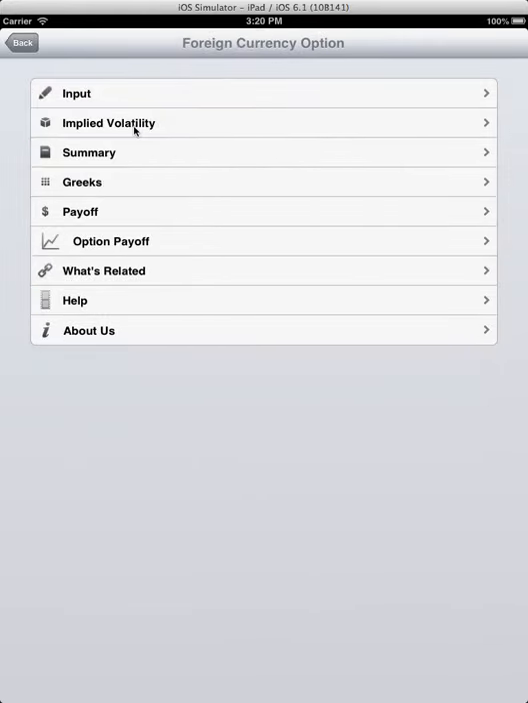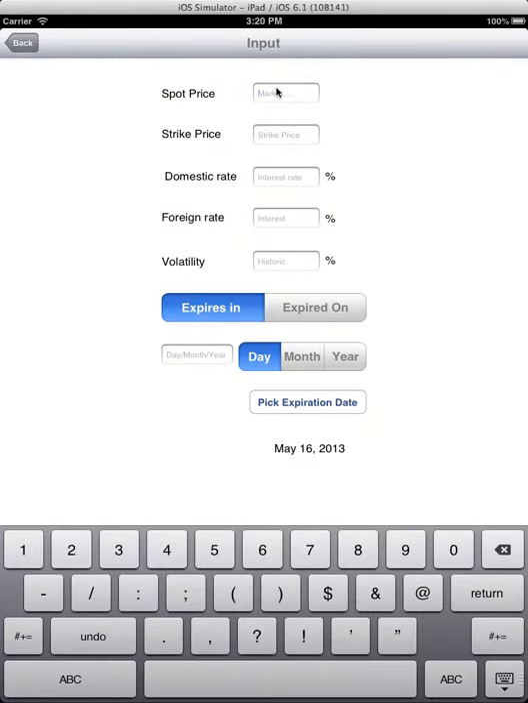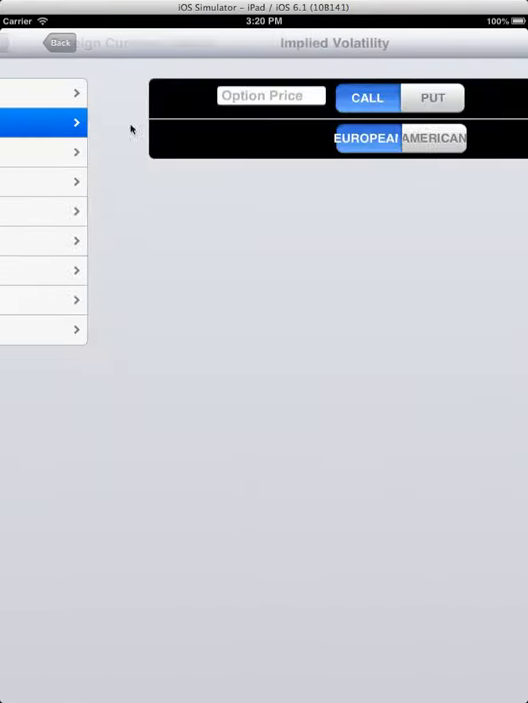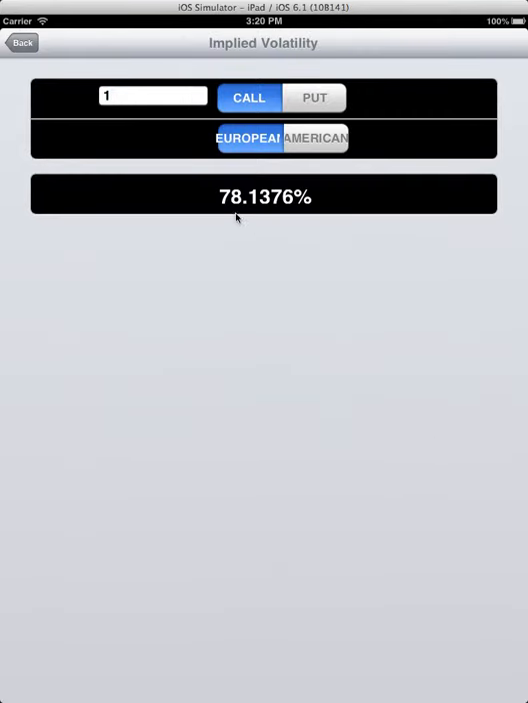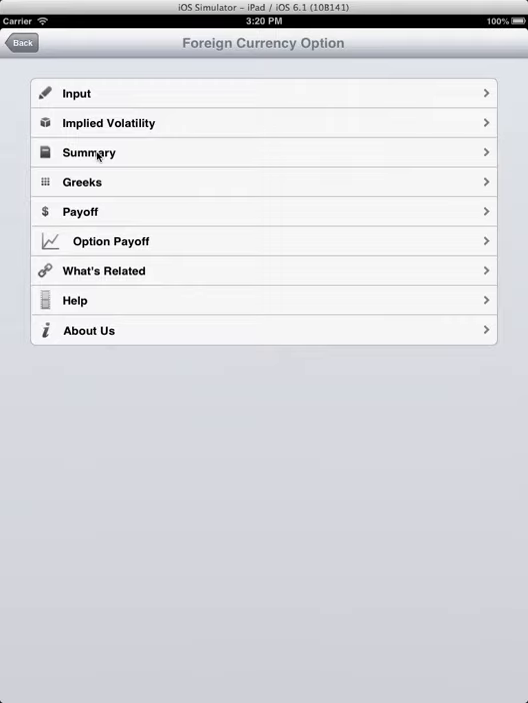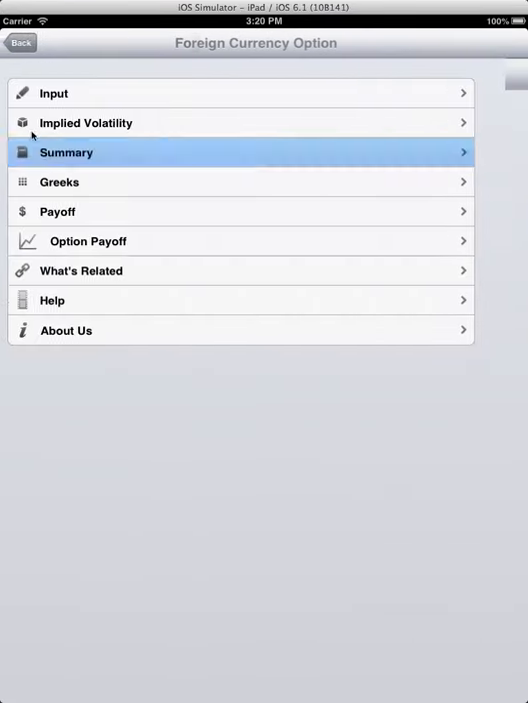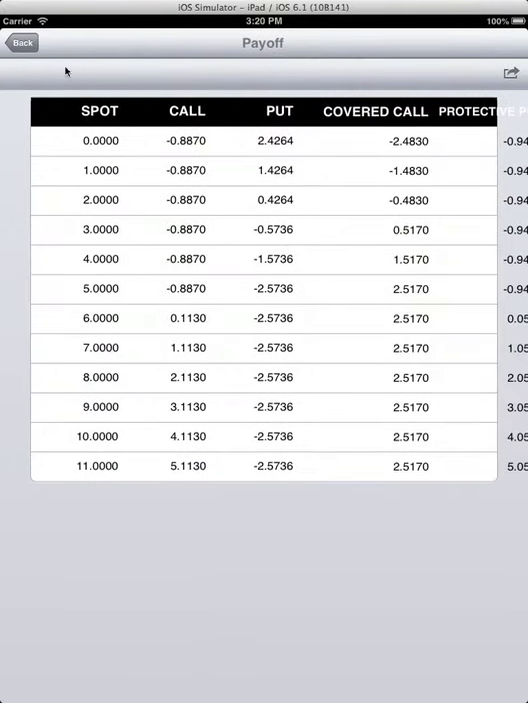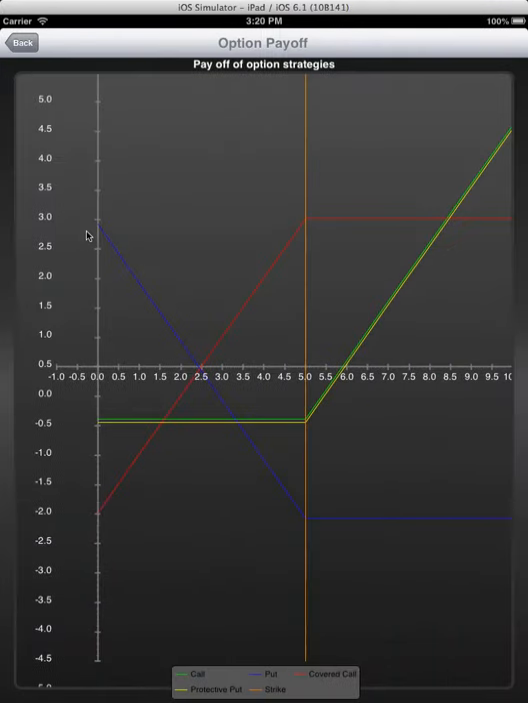Let's take a look at the foreign currency. Here we say the spot price, say 3.47. The same numbers we'll use, say 5. Domestic rate is 0.2, and foreign rate is 1.1, 72 is the volatility, say in 2 years. So we'll figure out the implied volatility. If it is $1, this is okay. And now here's a summary and option Greeks, and summary, payoff charts, and here's the payoff chart actually.